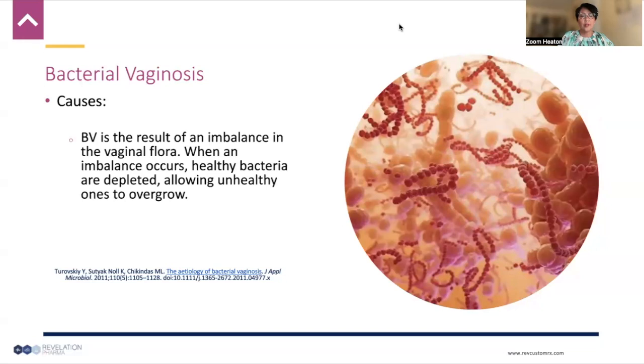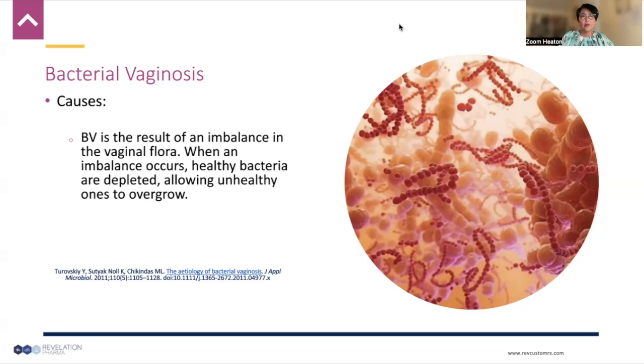Okay, so what causes bacterial vaginosis? BV is the result of an imbalance in the vaginal flora. And when an imbalance occurs, healthy bacteria are depleted, allowing unhealthy ones to grow. So with BV, there are going to be a wide variety of bacterial species that can cause an infection within the vagina. And generally speaking, these bacterial species are going to be a part of the normal vaginal flora, but they've been disrupted in some way. And anaerobic organisms like Gardnerella vaginalis are the most commonly associated bacterial species in bacterial vaginosis. In fact, this condition used to be called Gardnerella vaginitis.